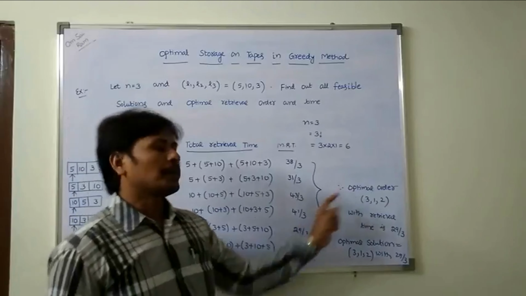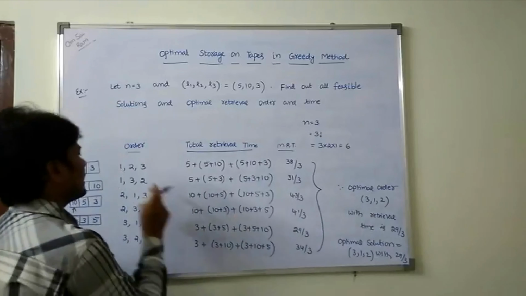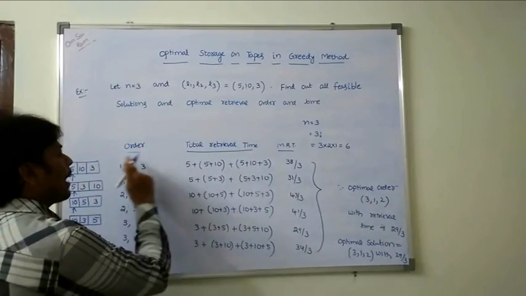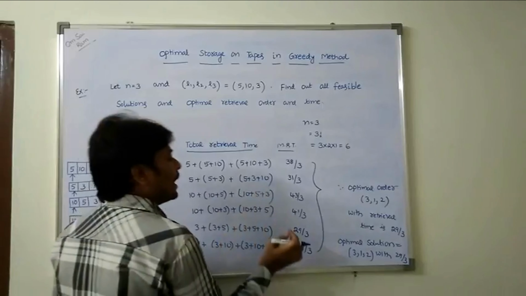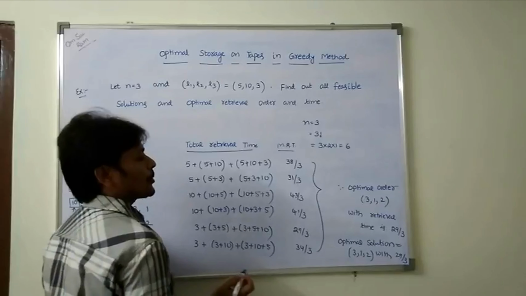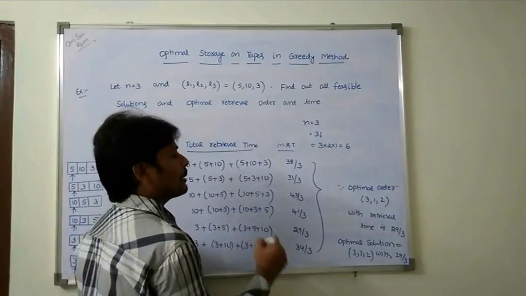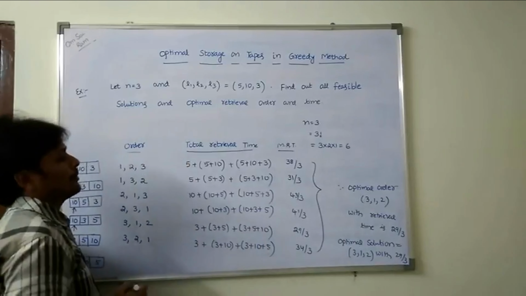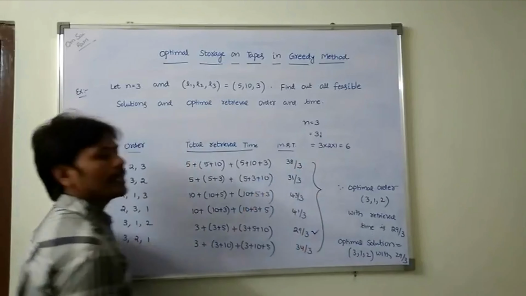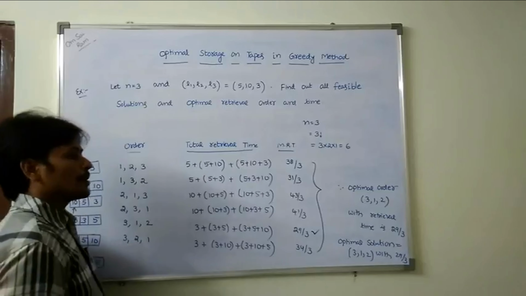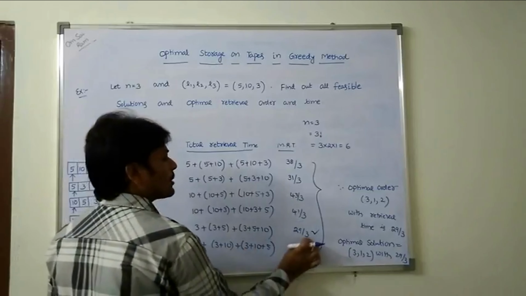So these are the 6 feasible solutions, among which the feasible solution that has the minimum MRT value can be treated as the optimal solution. So among these, 29/3 is the minimum value. So this is the optimal solution.